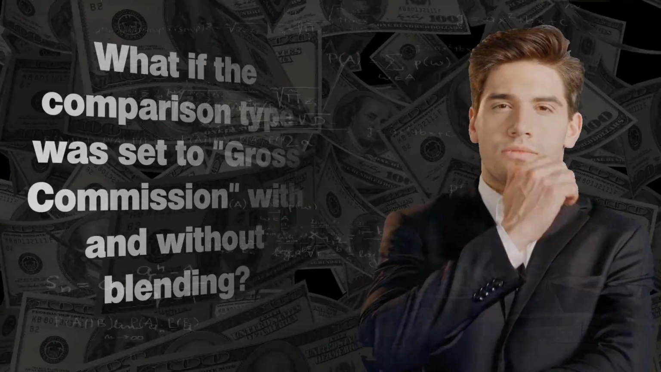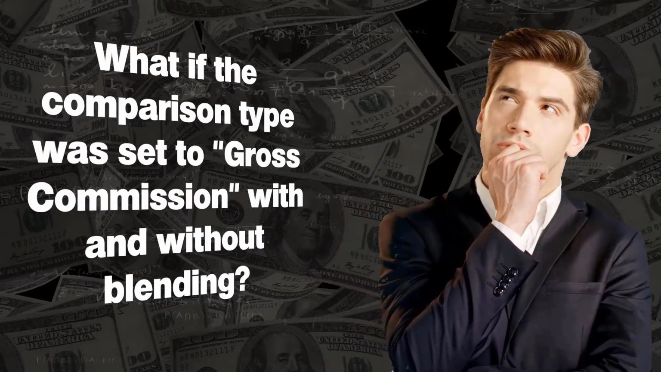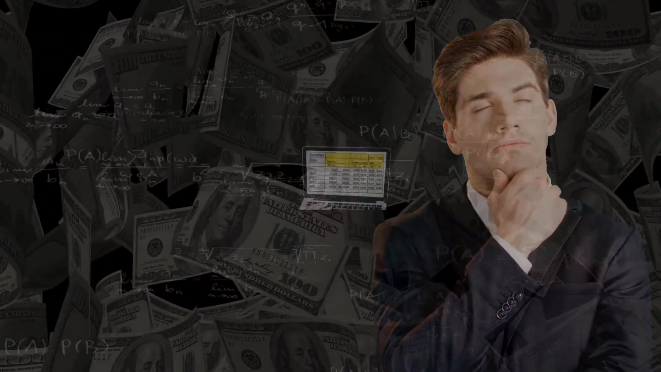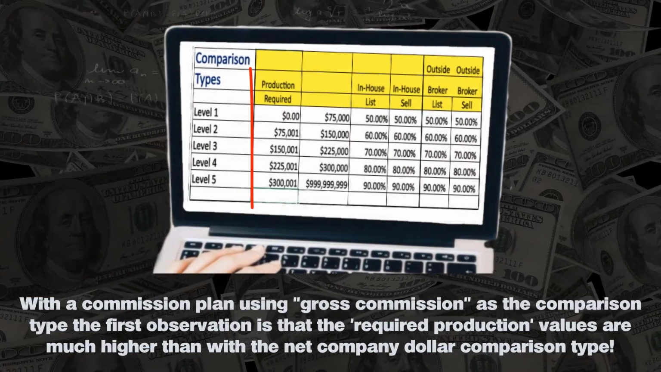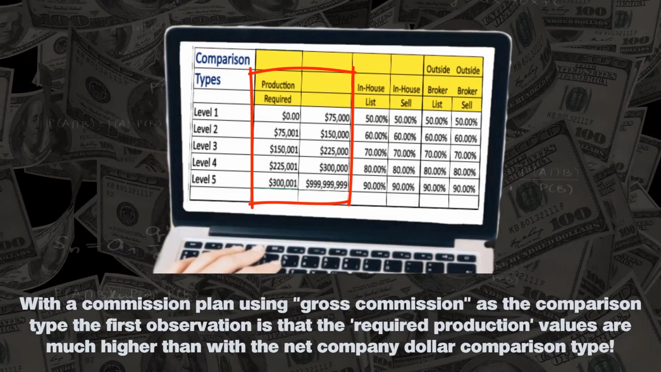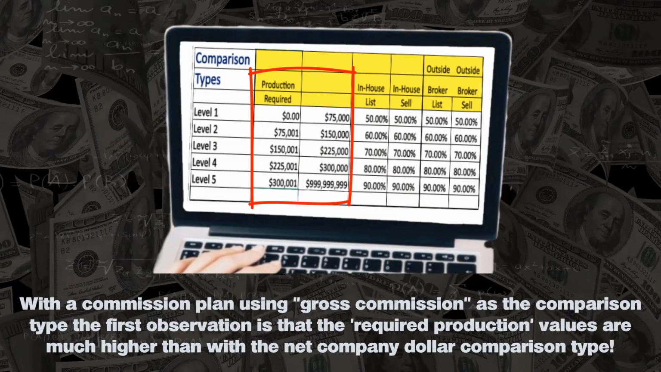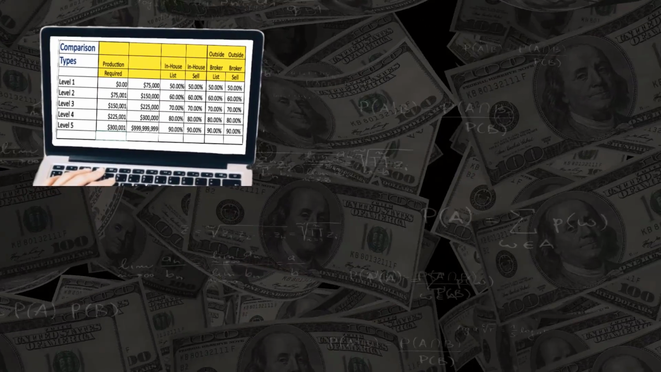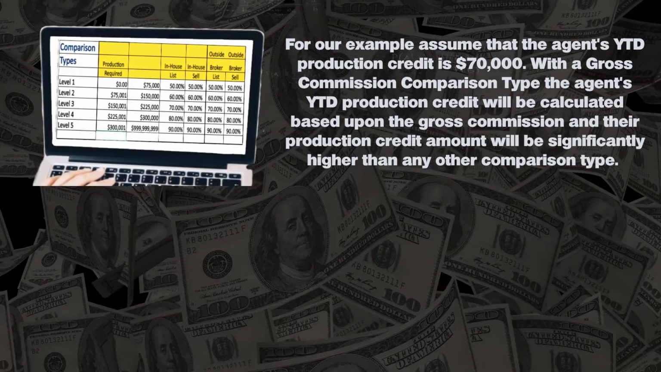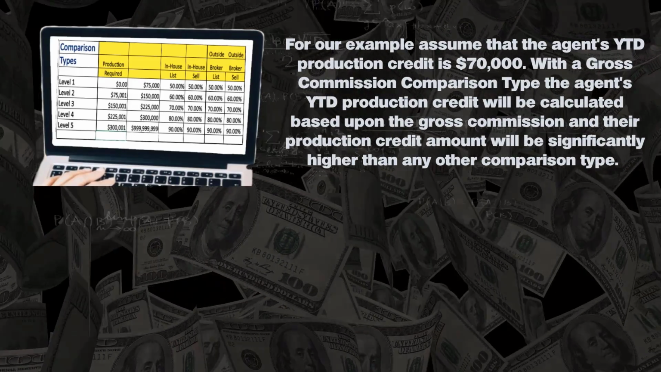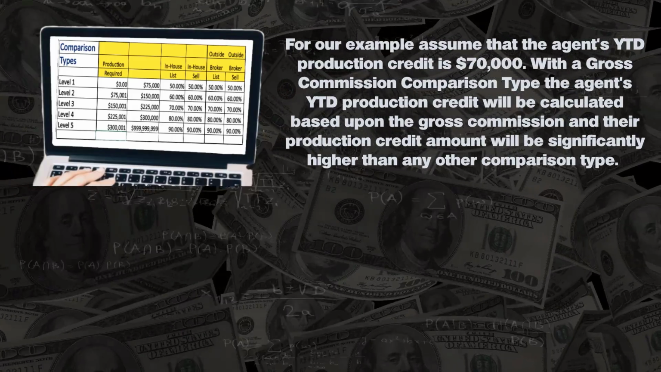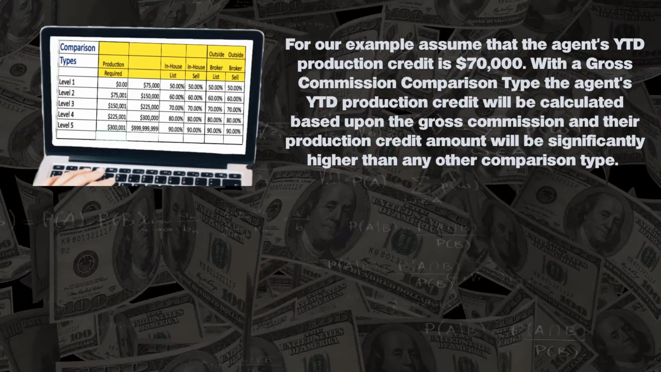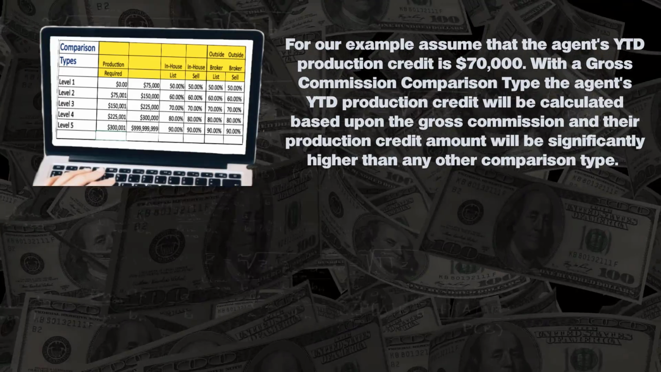What if the comparison type was set to gross commission without blending? With a commission plan using gross commission as the comparison type, the first observation is that the required production values are much higher than with the net company dollar comparison type. For our example, assume that the agent's year-to-date production credit is $70,000. With a gross commission comparison type, the agent's year-to-date production credit will be calculated based upon the gross commission, and their production credit amount will be significantly higher than any other comparison type.